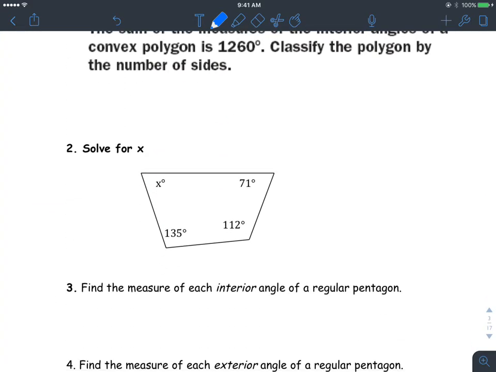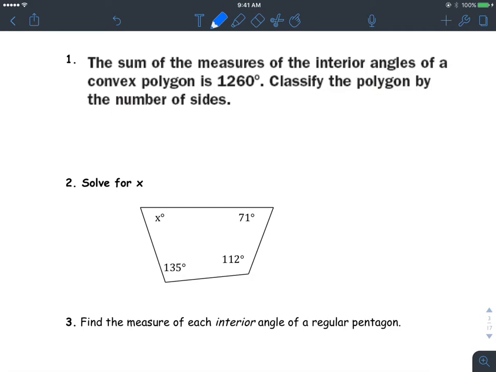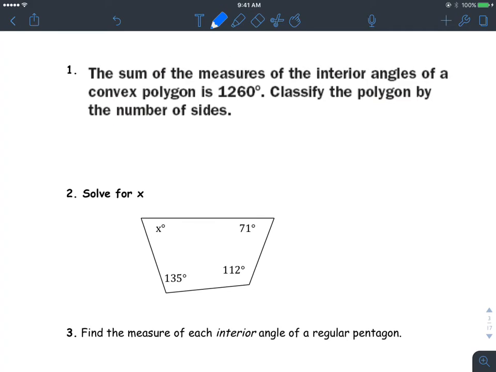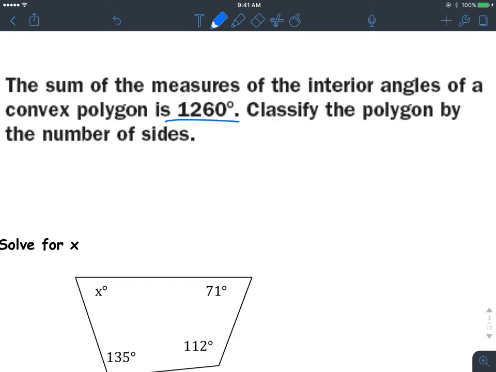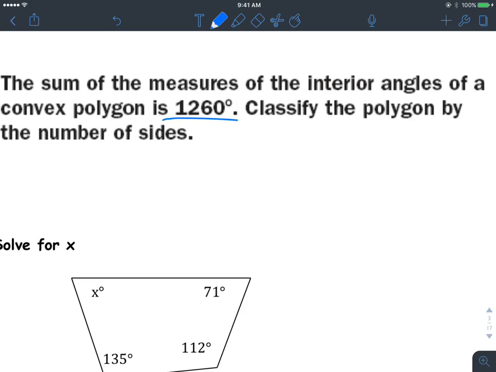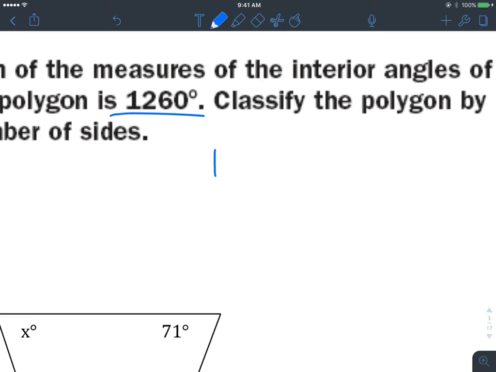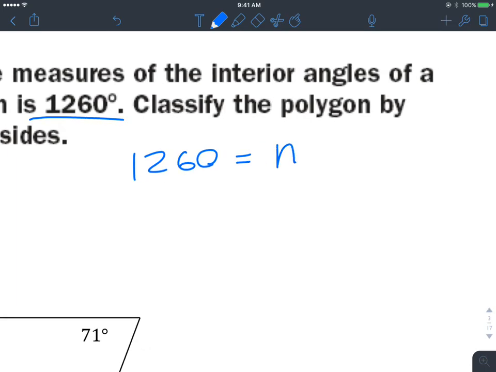Okay, and then each problem is similar in ways, but sometimes they're a little different. Look at this one here. Notice they say the sum of the measures of the interior angles of a convex polygon. We don't know what type it is, but it's 1260. Classify the polygon by the number of sides. So we know the sum is 1260, so what I'm going to do is just set this equal to n minus 2 times 180.